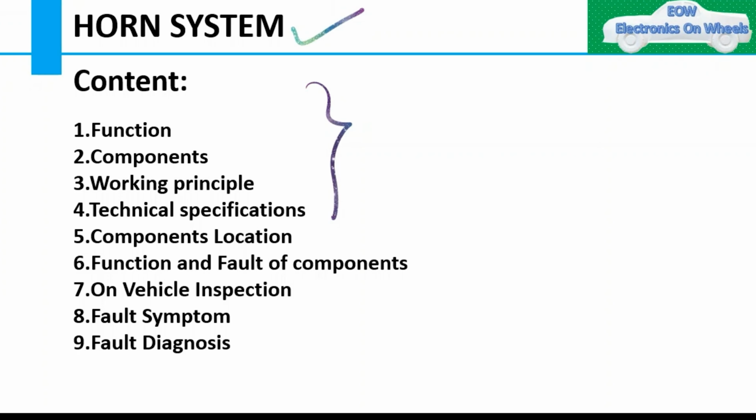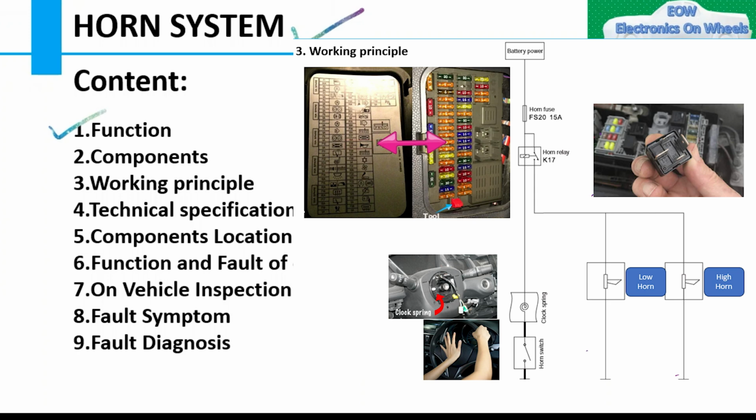Today we are going to discuss the content of the horn system. First, the function of the horn system, followed by the components involved in the horn system. Then we will understand the working principle, where we will discuss the wiring diagram, circuit diagram, or block diagram of the horn system. Then the technical specifications, like on what voltage it operates, what the frequency is, and how many decibels are allowed. Then we will see the component location in the car, where they are located and how they are placed. Then the function and fault of the components, where we will discuss the symptoms if a particular function is not working. Then on-vehicle inspection, symptoms and fault diagnosis. These are the topics we are going to discuss today.